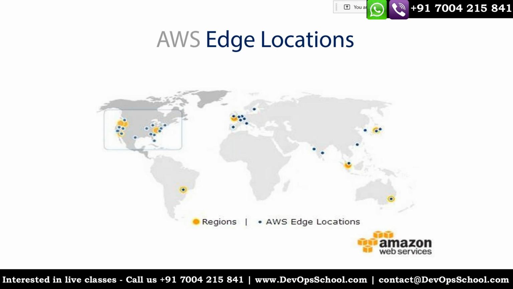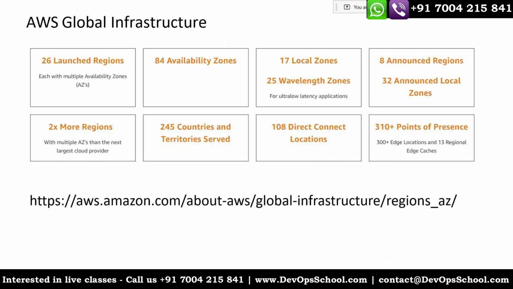So these are some of the edge locations. This image is also outdated. Now overall, this is the up-to-date one. So how many total regions do we have in AWS? So guys, we have a total of 26 launched regions. And how many total availability zones do we have? 84. How many total local zones do we have? 70. And many things are coming, like 8 announced regions in different countries, different edge points and stuff like that.